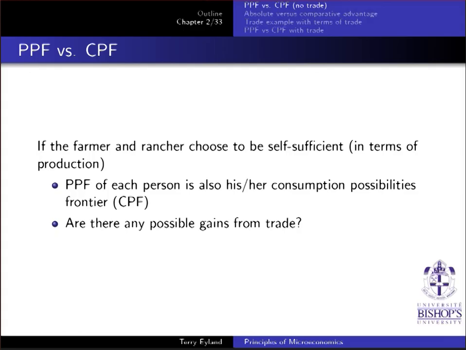So the next topic is: are there any possible gains from trade? We're going to look at some of the big concepts of trade theory, and through that go through some examples to see how we could calculate trading agreements, or terms of trade, and what the potential gains from trade are. How will this consumption possibilities frontier possibly change due to trade between 2 different individuals or 2 different countries?